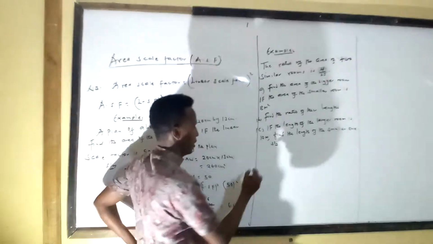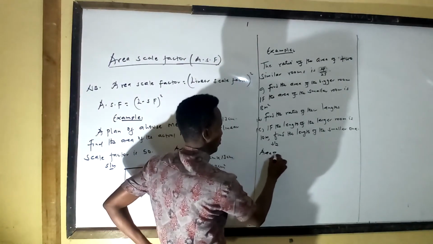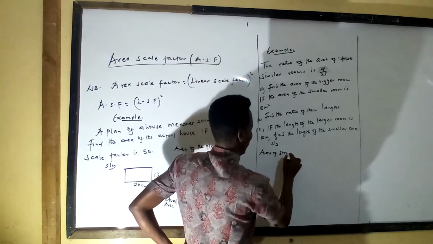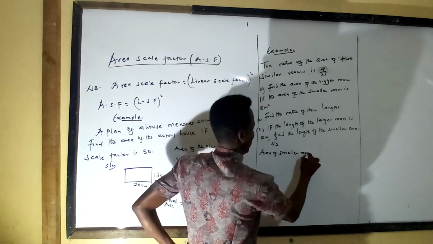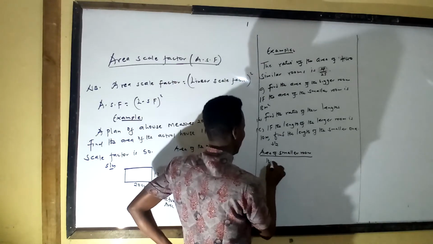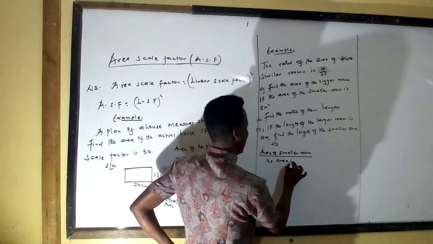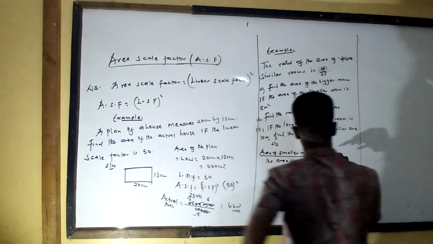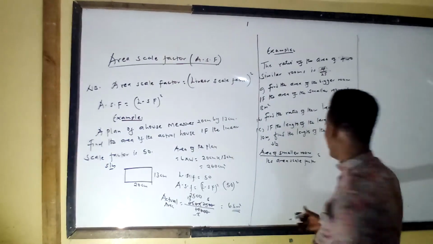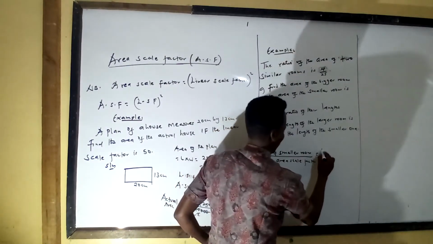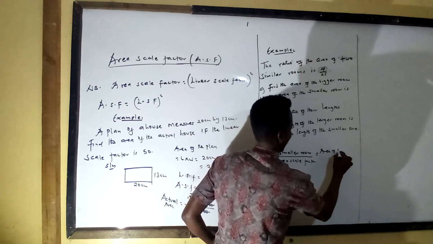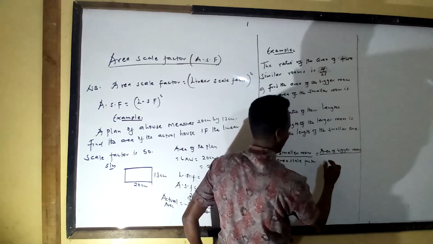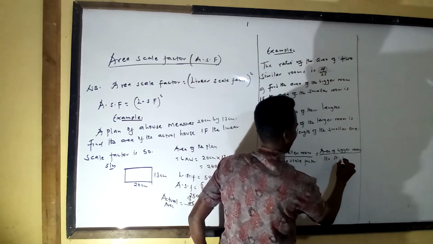We are going to say area of a smaller room divided by its area scale factor is equal to area of the bigger room divided by its area scale factor.